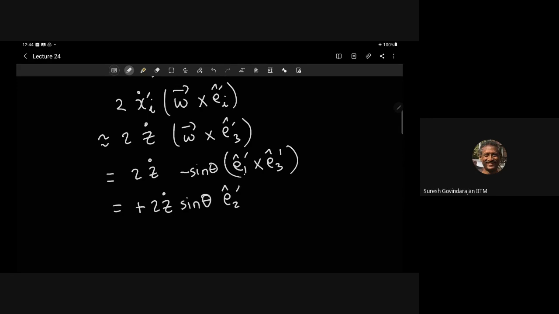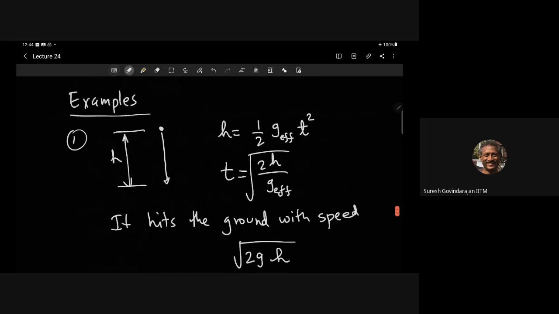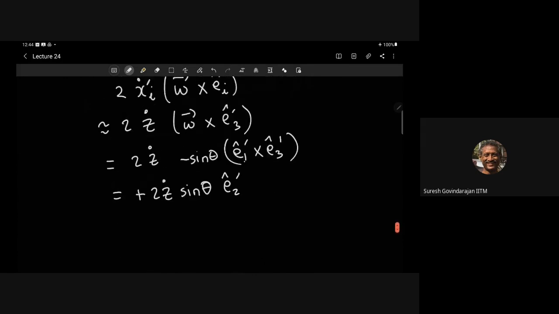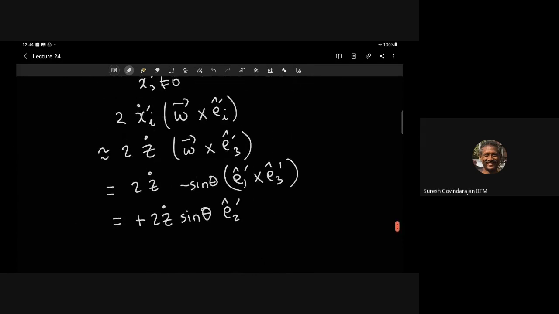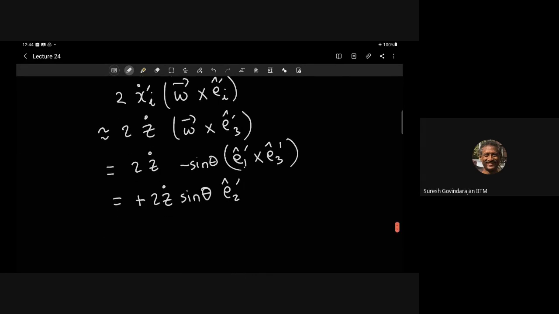Okay, so what does it say? What I am doing here is that this is falling in the z direction, and because of that, it's picking up a deflection in the E2 prime direction. That's what you get. Okay, and so this is the y direction. So what we will get from here is y double dot should be 2 z dot sine theta omega, in the E2 prime direction.